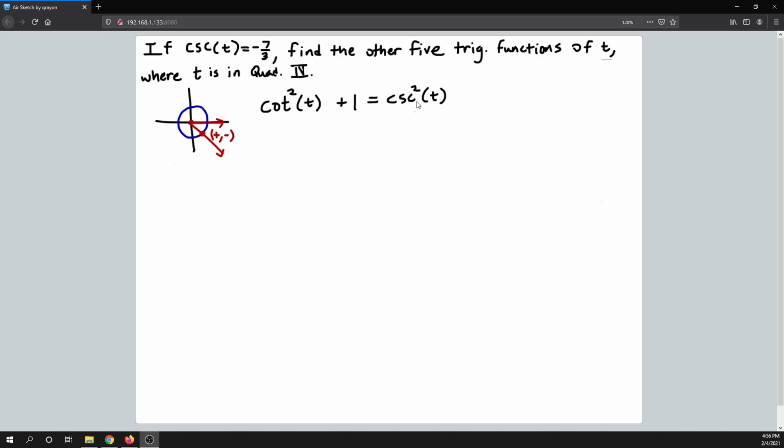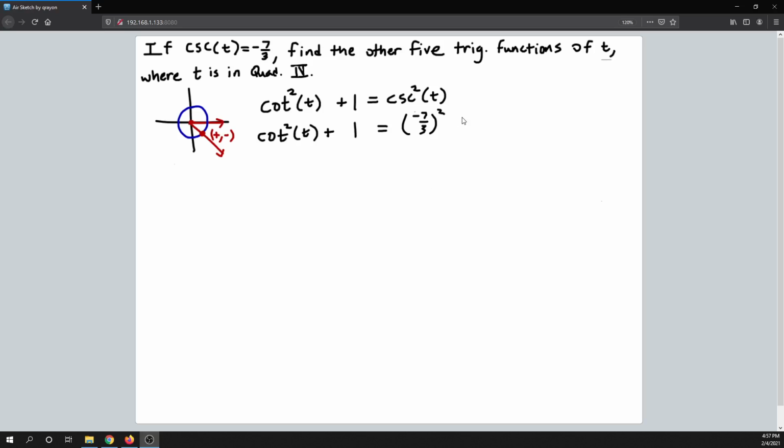So I'll be able to figure out what the cotangent is, right? Because I know the cosecant, rather. Okay, so what I'm going to do is go into the identity, and where there's the cosecant, I am going to substitute in negative 7/3, and remember it's cosecant squared, so that should be negative 7/3 squared.